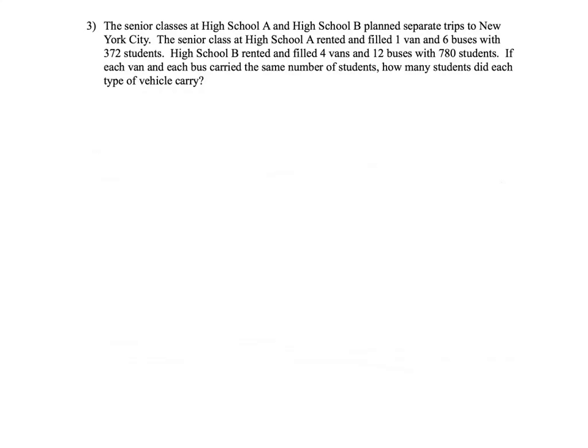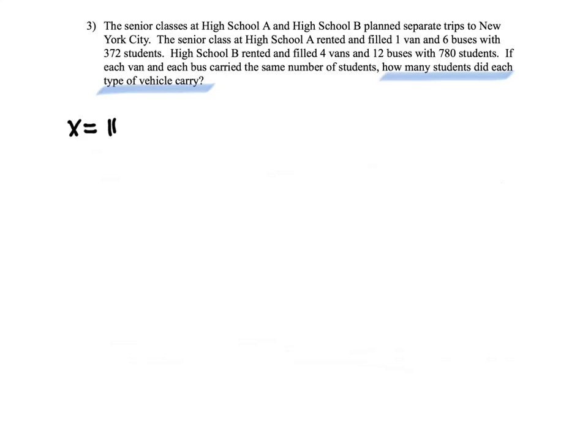Okay, so number 3 says, the senior classes at High School A and High School B planned separate trips to New York City. The senior class at High School A rented and filled 1 van and 6 buses, with 372 students. High School B rented and filled 4 vans and 12 buses with 780 students. If each van and each bus carried the same number of students, how many students did each type of vehicle carry?